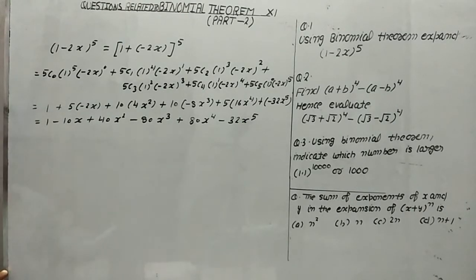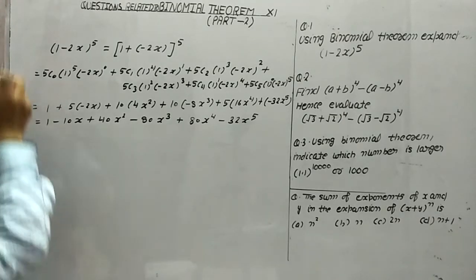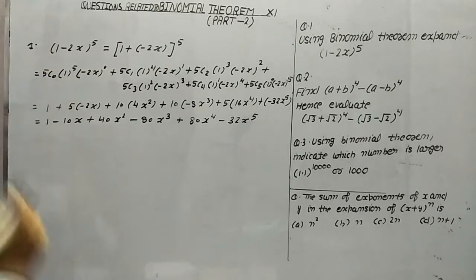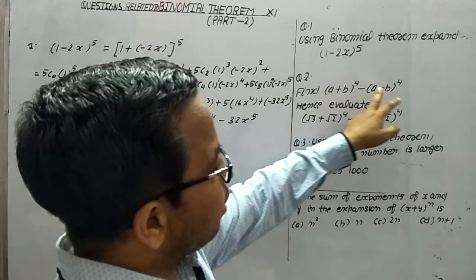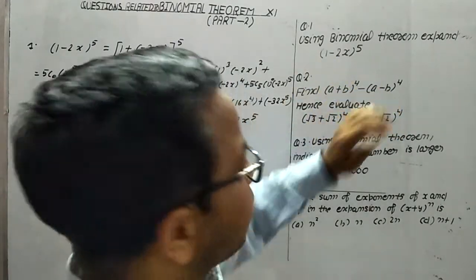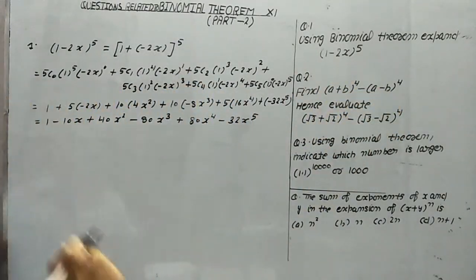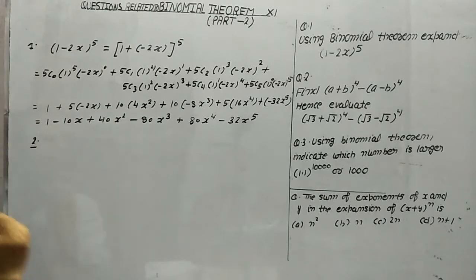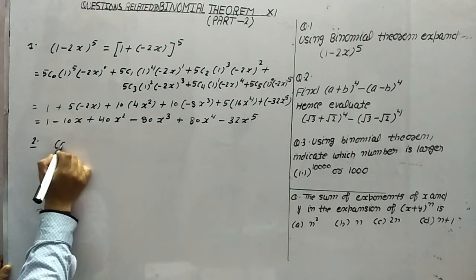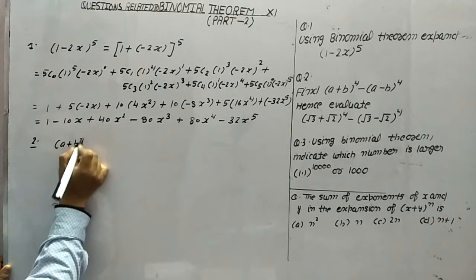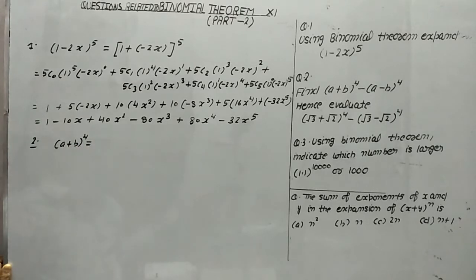So this is very easy if you use the concept only. So come to question number 2. In question number 2, we have to find the value of this and hence evaluate this part. So in this part, we will go step by step. First of all, we will solve (a plus b) whole raised to power 4 according to the same binomial theorem.